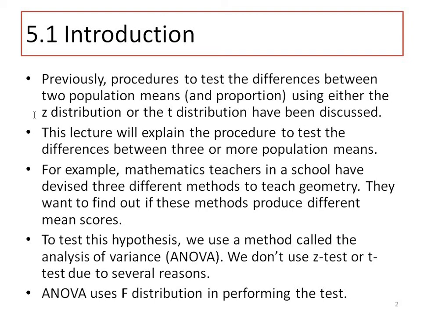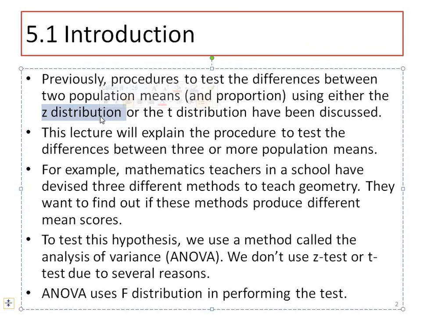For the Z distribution, the requirement to use it is that the sample size n is greater than or equal to 30 and the population standard deviation is known. For the T distribution, the requirement is that the sample size n is less than 30 and the population standard deviation is unknown.